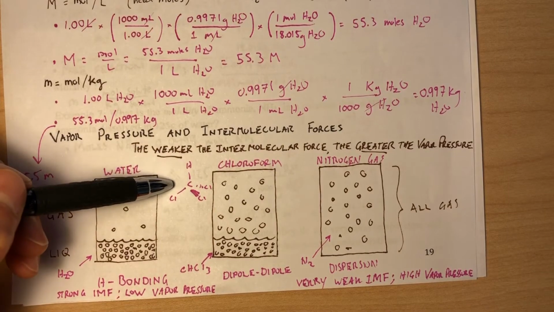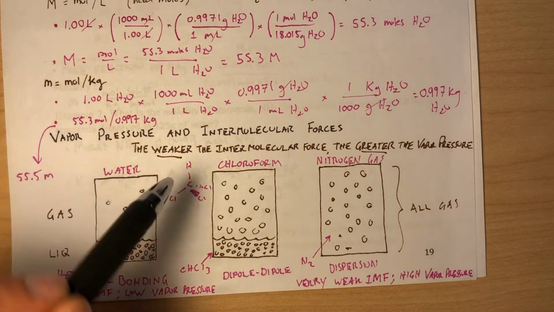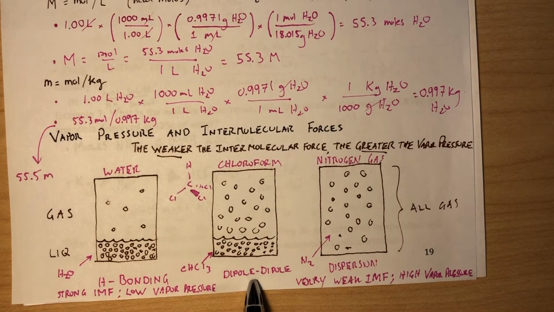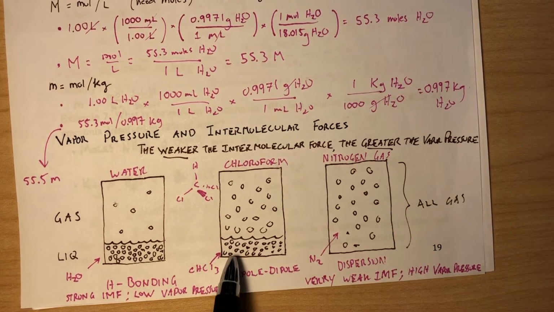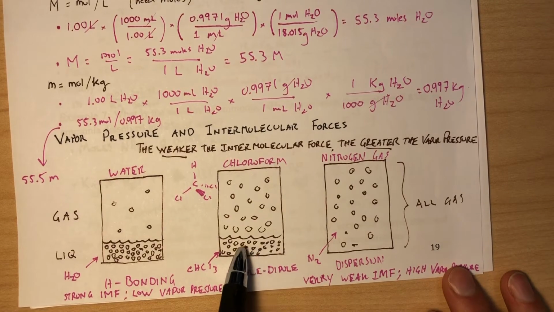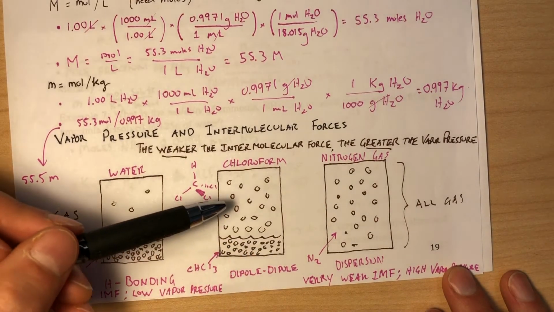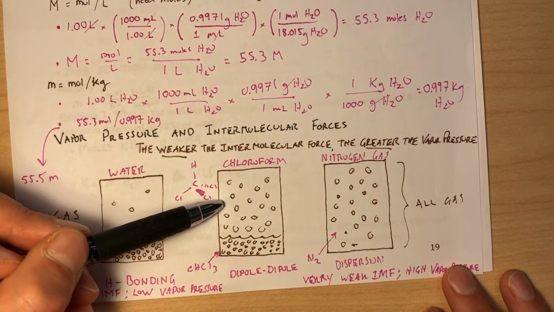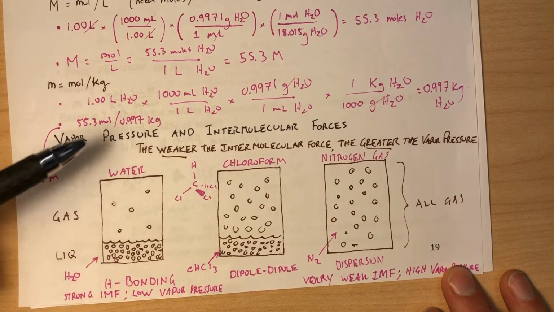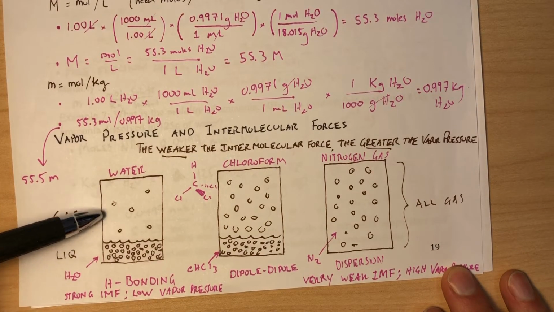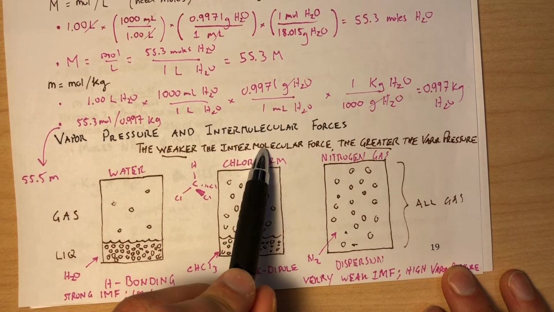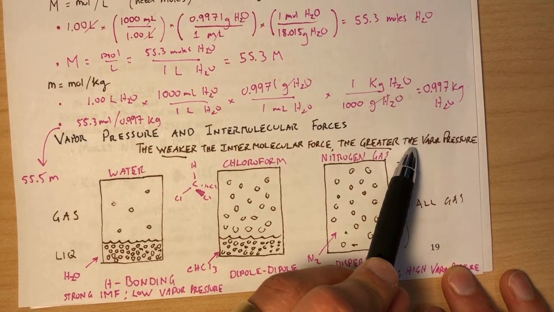So this is a polar molecule, but it's not capable of hydrogen bonding, so its dominant intermolecular force is dipole-dipole. So this is a weaker intermolecular force, so the liquid phase is stuck together less, which means that at a certain temperature you have more gas phase chloroform than you would have gas phase water. So that is a weaker intermolecular force creating a greater vapor pressure.